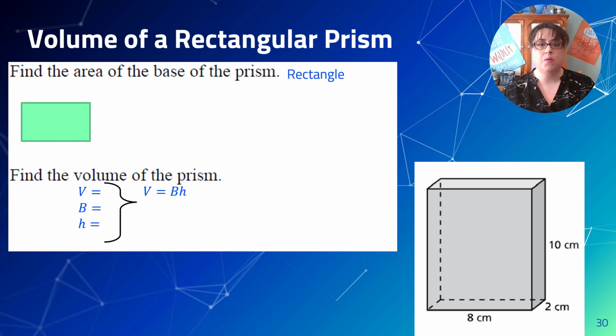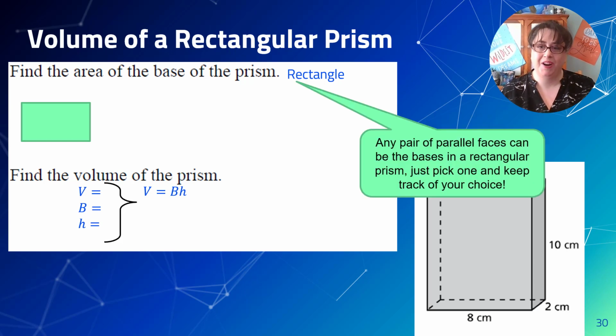So the base is going to be a rectangle. Now, any pair of parallel faces can be the base in a rectangular prism. So just pick one and then keep track of your choice. That's what makes rectangular prisms awesome on one hand and then really confusing on the other. I could pick the front faces, I could pick the top and the bottom, or I could pick the side faces. It doesn't really matter. I just have to be really consistent. And that's the other reason we write our work down. It's so that I can keep track of what I did.